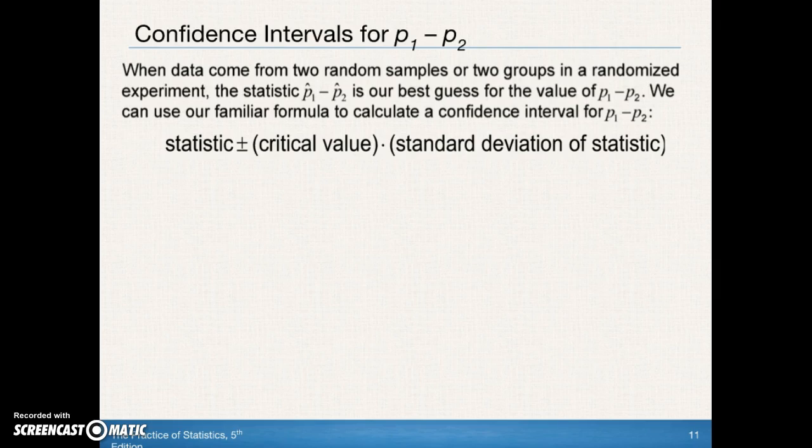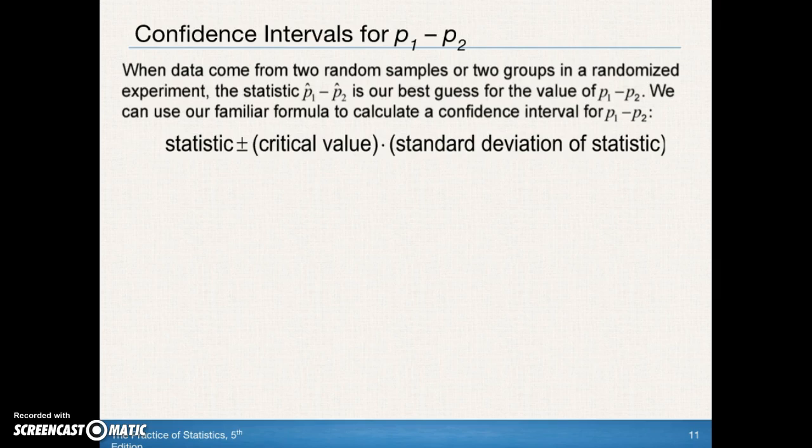So again, we want to know the difference between p1 and p2. When the data come from two random samples or two groups in a randomized experiment, the statistic p hat 1 minus p hat 2 is our best guess for the value of the difference between the two populations. We can use our familiar formula to calculate a confidence interval.